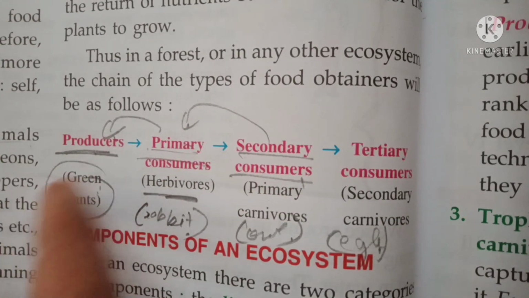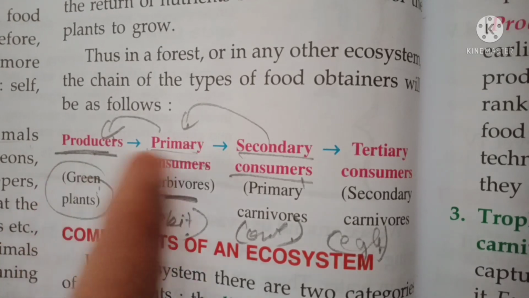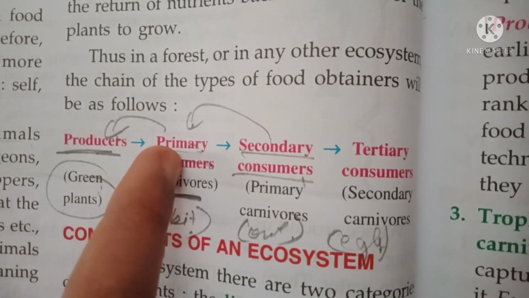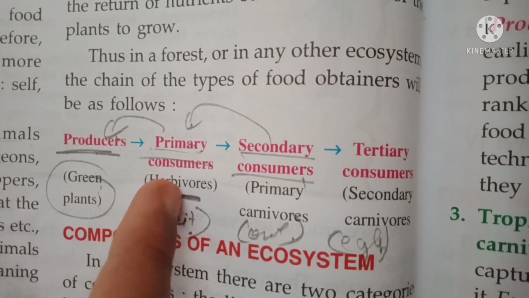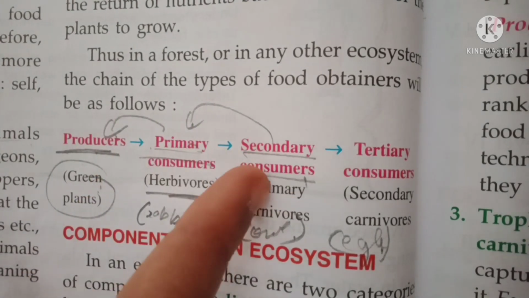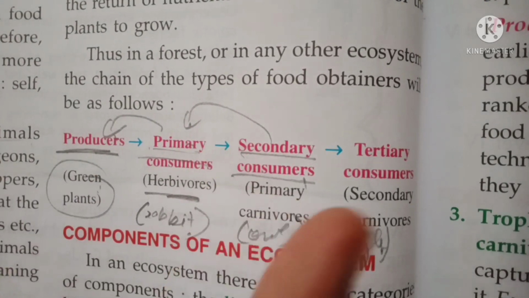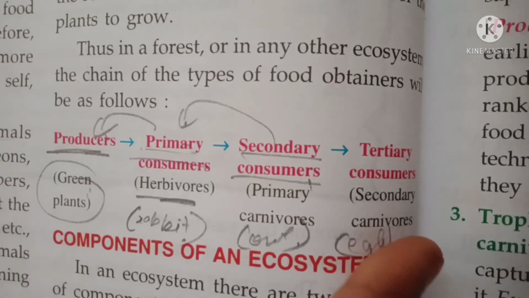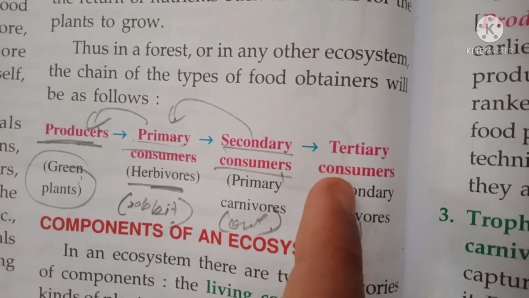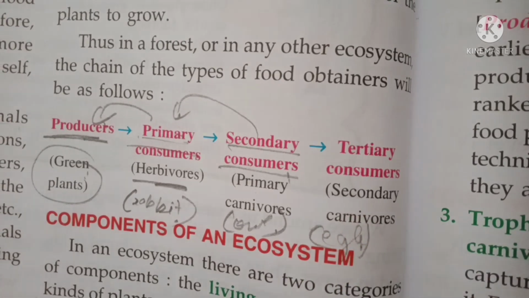Understand it? Producers are only green plants. Those who eat the green plants are known as primary consumers. They are only herbivores. Those who eat the primary consumers are known as secondary consumers. They are only carnivores. Those who eat the secondary consumers are tertiary consumers. They are also carnivores.